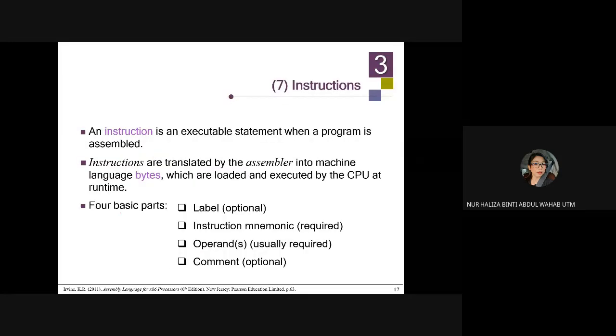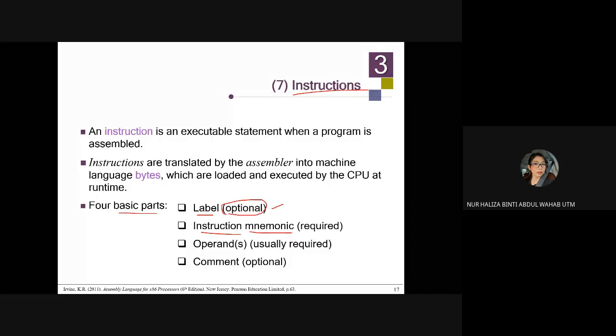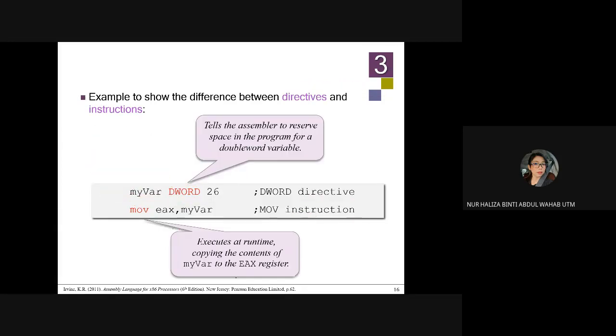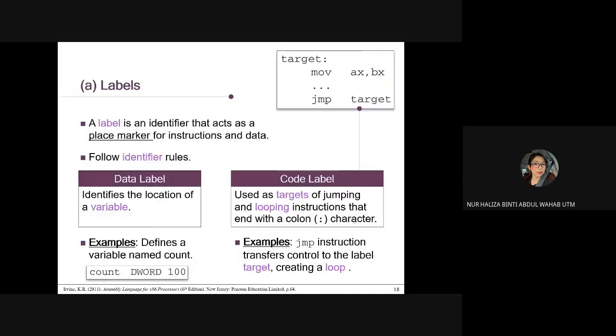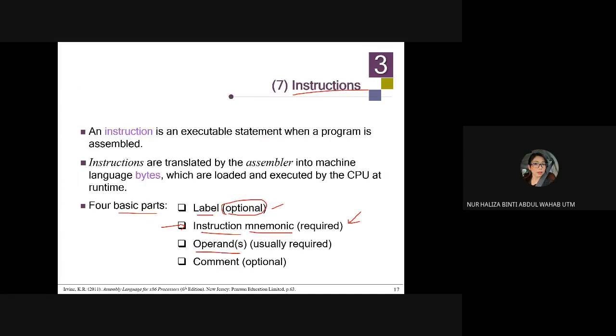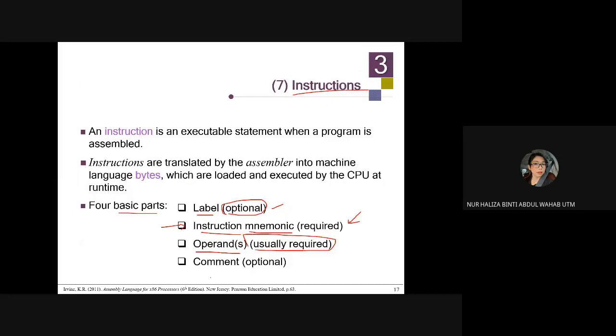So you have four basic parts in your instructions. First, your label, which is optional. You can have the label, or you can leave it out. The one that is required is the instruction mnemonic, which you are going to learn after this. I think the slide is supposed to come earlier, but it's okay. Later on you will learn about the instruction mnemonic. Then operands, usually required also. Where are the operands? After this you're going to look at them. And lastly a comment, which is optional.